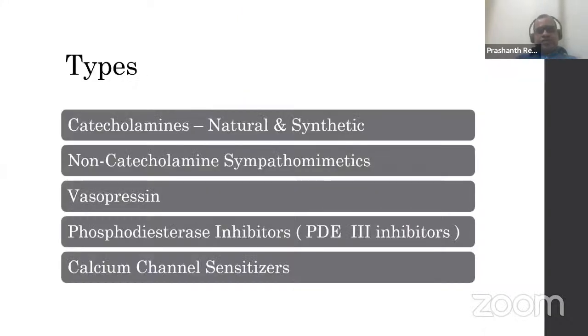There are various types of agents. Most important of them are the catecholamines, both endogenous and synthetic, and non-catecholamine sympathomimetics. These are the agents which we commonly use in the operation theatre day in and day out. Other important agents are vasopressin, phosphodiesterase 3 inhibitors, and calcium channel sensitizers. We'll be discussing all these agents today.